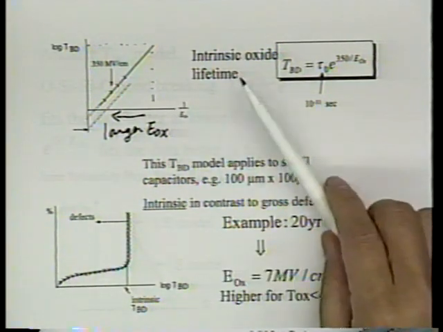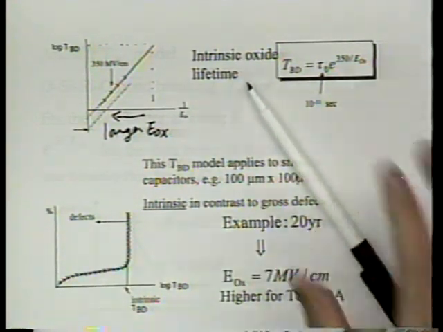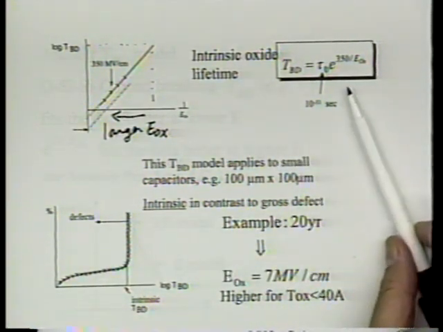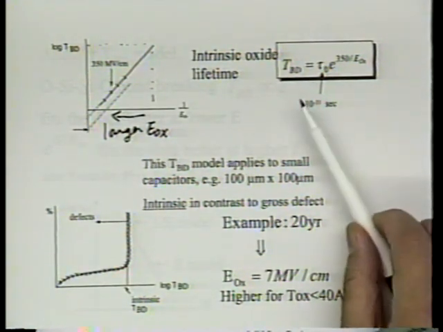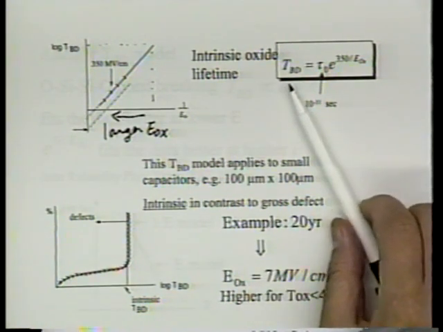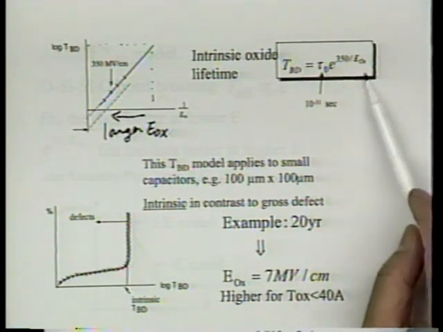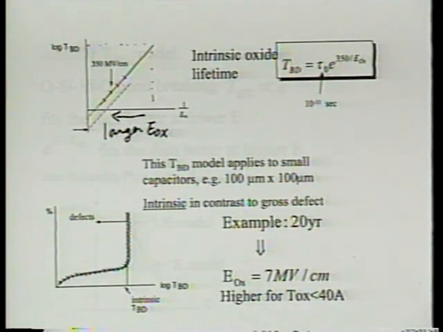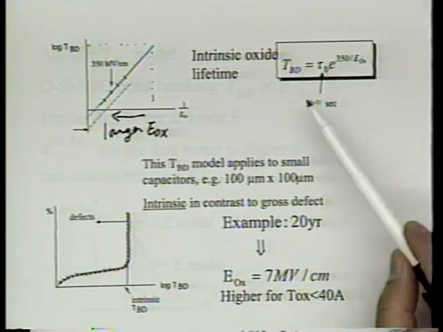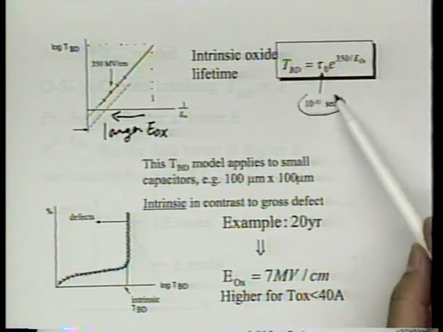So let me just put down here now. In this previous slide, we did predict TDD should be proportional to this exponential term. We did not know what the pre-exponential term should be. But by looking at enough data, whether it's university data or data published by other companies, one actually can conclude that oxide pretty much gives us this number.